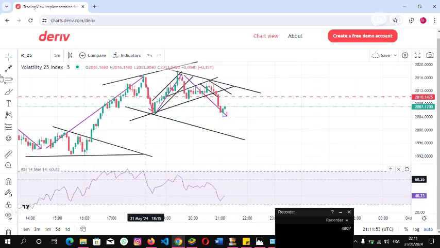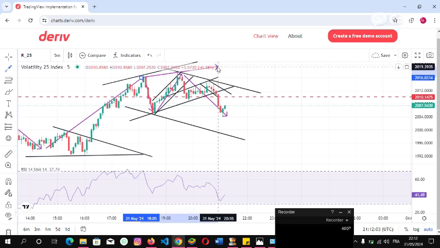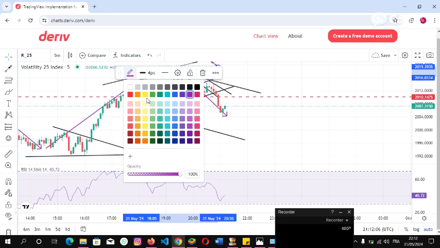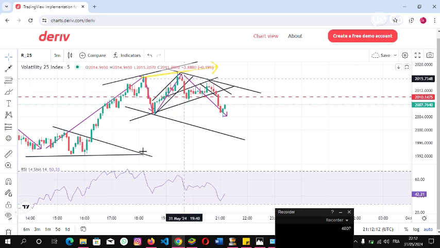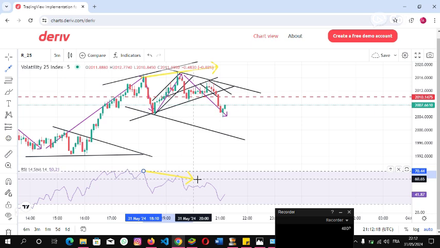If you see here, from this high to this other high, I'm going to make it very bold and change the color so that you will see what I'm saying. Let's use the yellow color. So you see that from this high here to this high here, price was rising, the market was rising. But on the indicator, on the oscillator, it is dropping here.